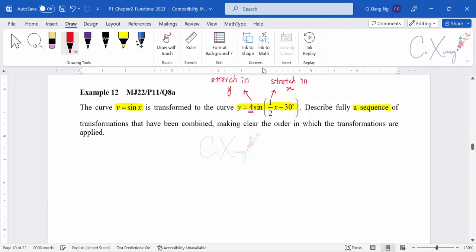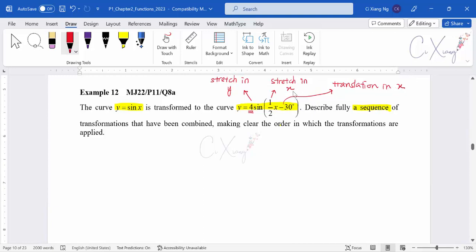And how about the negative 30? The negative 30 is also applied inside the basic function, therefore it is also a transformation in the x-axis, and we call it translation. So translation in x-axis, in x direction. From here you can see these three numbers, and after we analyze, they belong to one transformation in the y direction and two transformations in the x direction.